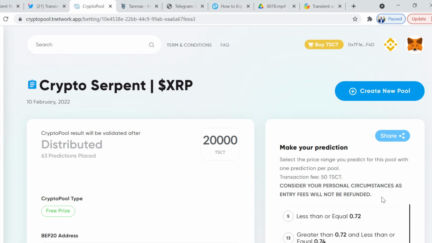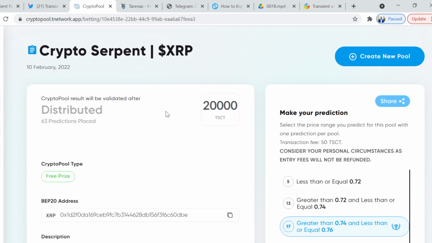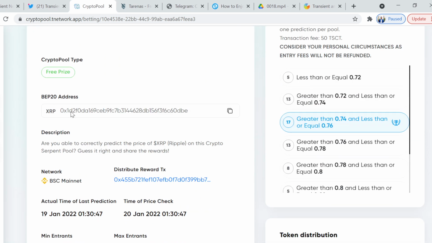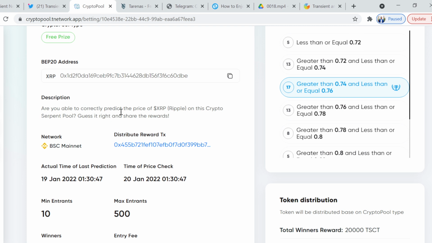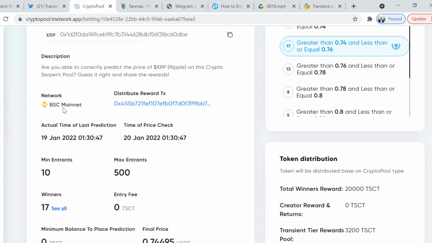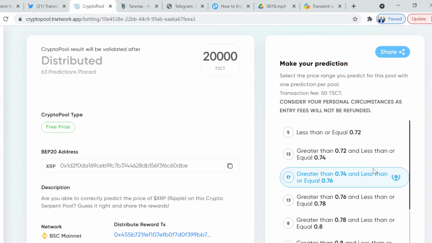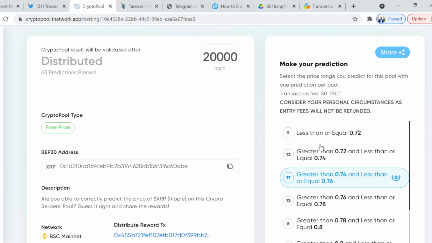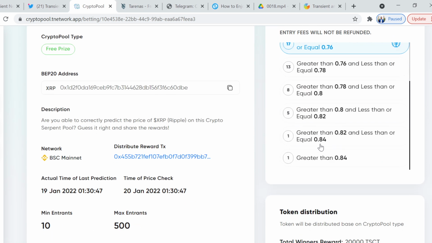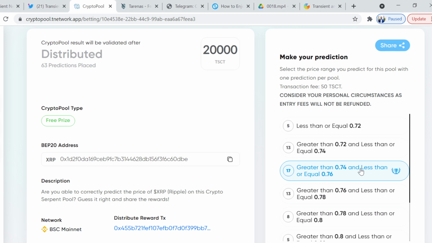Now, if you look over here, this is the Crypto Serpent XRP pool. You've got 63 predictions placed, all the tokens available for this particular one, and all the addresses. Are you able to correctly predict the price of XRP Ripple on this Crypto Serpent pool? Guess it right and share the rewards. You can see the time of price check, the maximum amount of entrants allowed, the minimum amount of entrants allowed, and 17 winners. The final price prediction, the winner of this one, was 74.495 cents. That was the closest one. On the right-hand side, you can see all the ones that participated, what their predictions were, and who ended up being the winner.